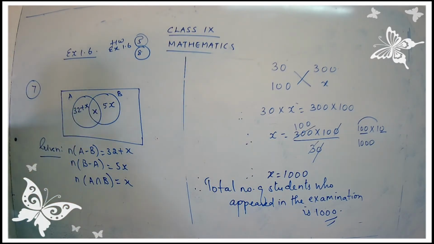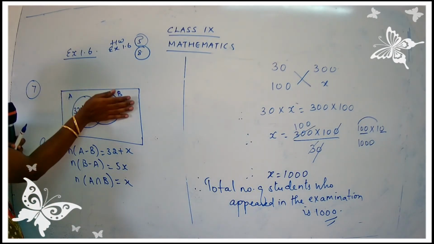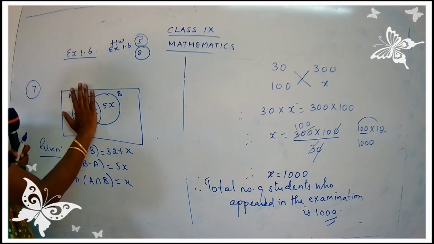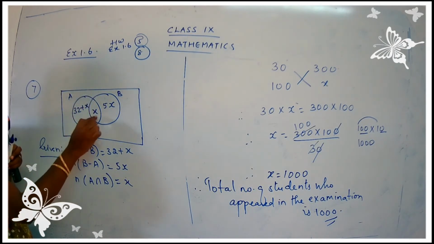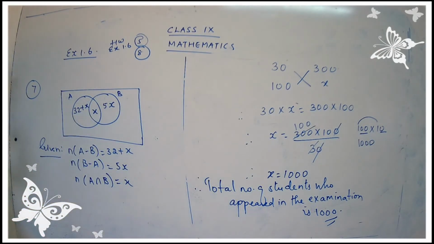Are you clear, children? We were given two sets, A and B, and some more details. n of A minus B means I want A, but I don't want B, so focus on the A part. When you talk about B minus A, you only focus on the B part, not the A part. And n of A intersection B is equal to x. That is the common part. Intersection means common to A and B both.